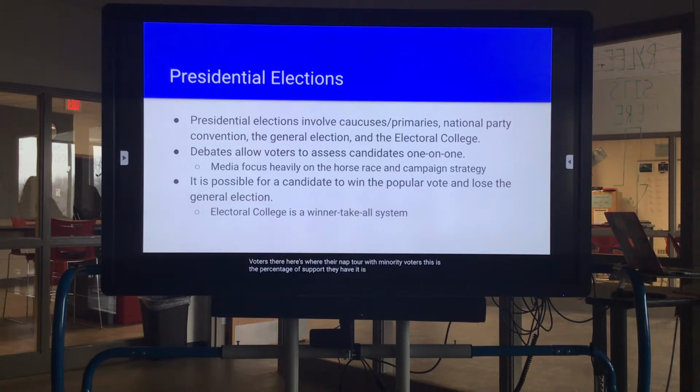It is possible for a candidate to lose the presidency in the Electoral College, but still have more popular votes overall than the person that wins and becomes president. And it's probably happened about 5 or 6 times. So we can't say it's all that uncommon.